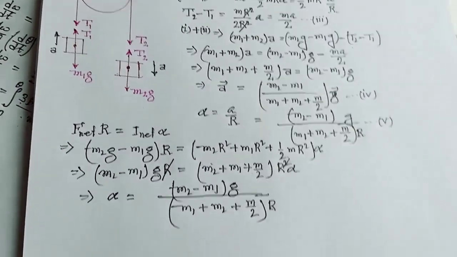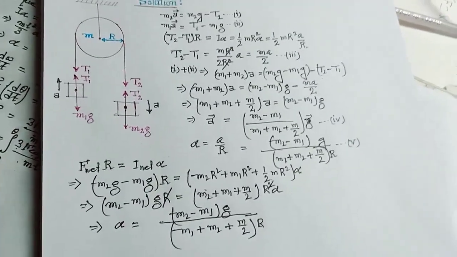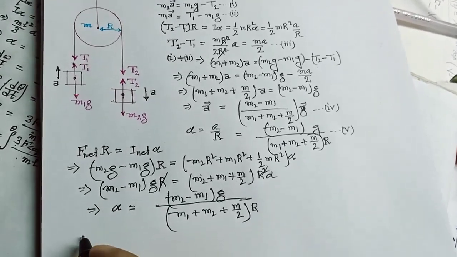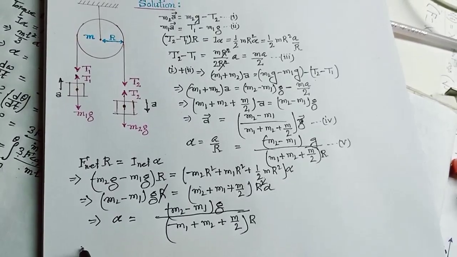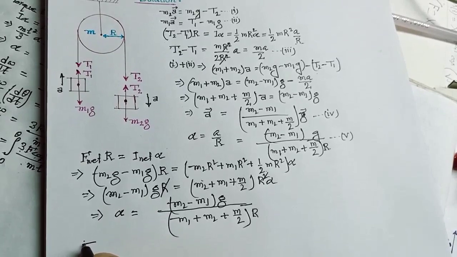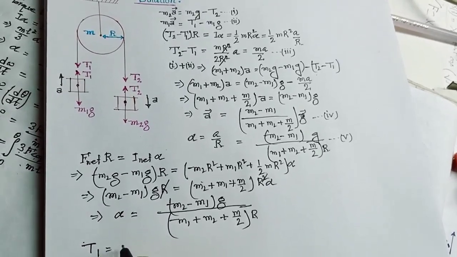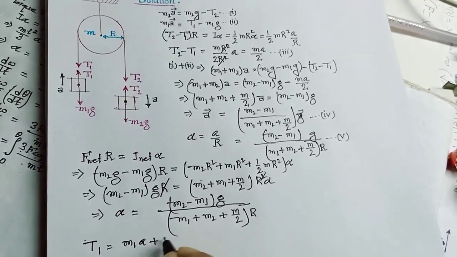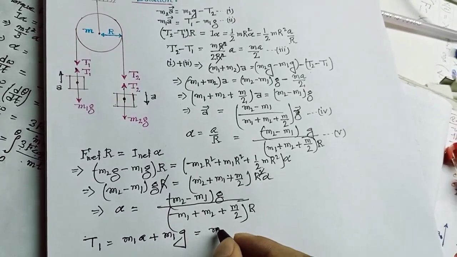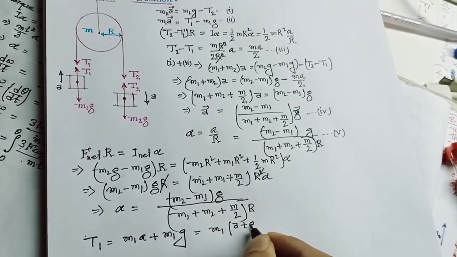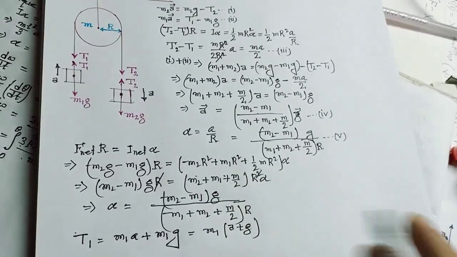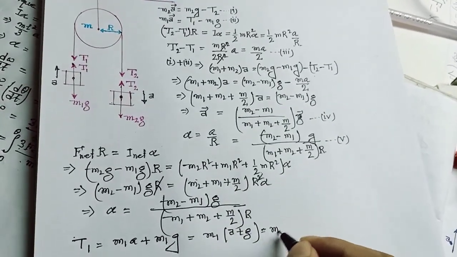So now we will find the tension for strings T1 and T2. If we want to find the tension of the strings, from equation number 1 we can find T2, and from equation number 2 we can find T1. So from equation number 2, T1 is equal to m1 a plus m1 g. So that will be again equal to m1 into (a plus g). Now we will substitute the value of a from this equation to this equation.